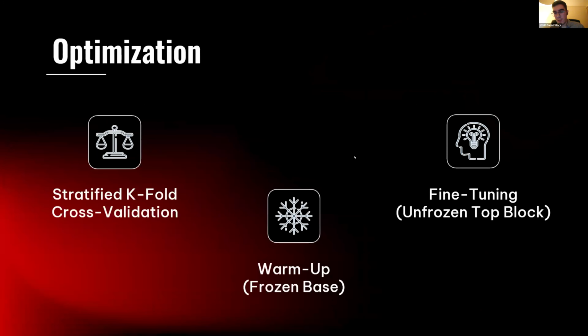To achieve those metrics, our optimization strategy relied on a few specific concepts. First, we used stratified k-fold cross-validation to ensure our model was evaluated fairly across all malware families, regardless of class imbalances. For the VGG16 training, we used a two-stage approach. We started with a warm-up phase with a frozen base to stabilize the weights, followed by fine-tuning where we unfroze the top block so the network could learn the highly specific textures of our malware images.